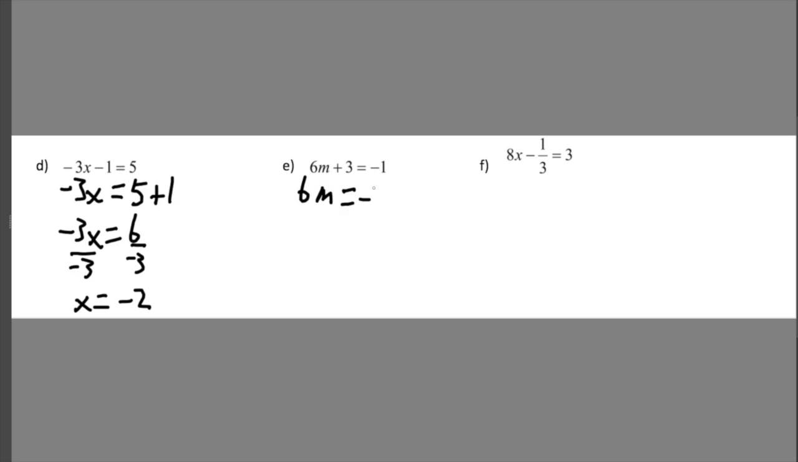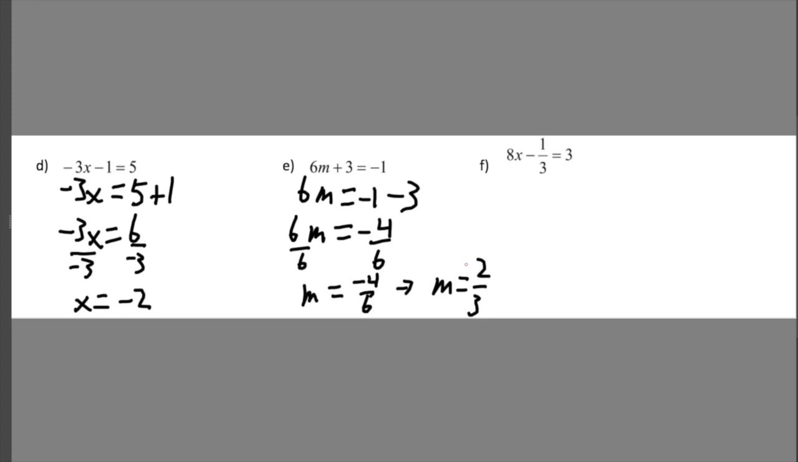For e, again, we're going to move 3 to the other side, so it's negative 1 minus 3, and 6m is going to equal to minus 4. So now we divide this side by 6. M is going to equal minus 4 over 6, which can then be reduced to negative 2 over 3.